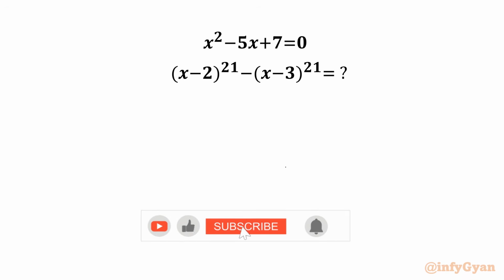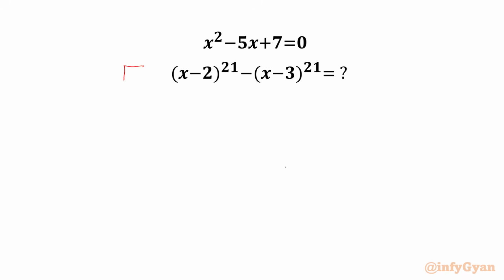Today in this video we have another very interesting question from algebra. We have the quadratic equation x square minus 5x plus 7 equal to 0, and it is said to find the value of (x minus 2) whole power 21 minus (x minus 3) whole power 21. So let's get started by considering the required expression equal to E first.